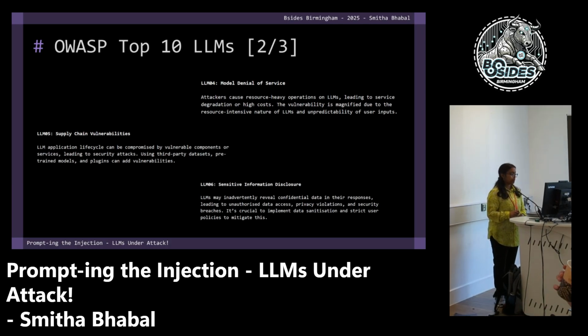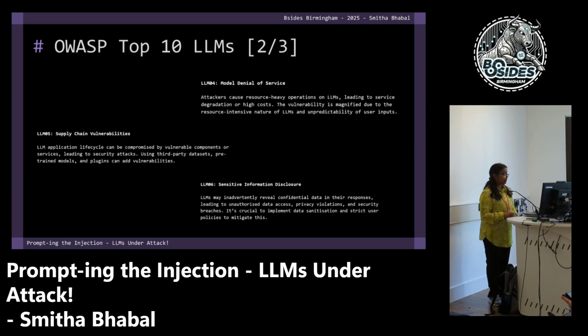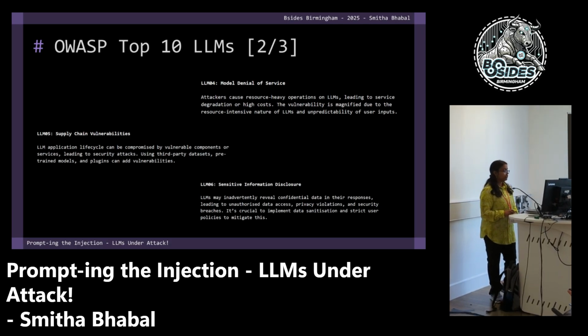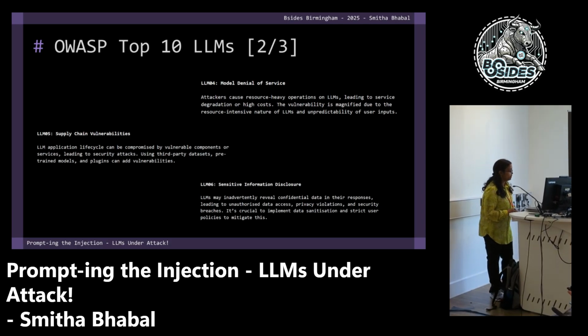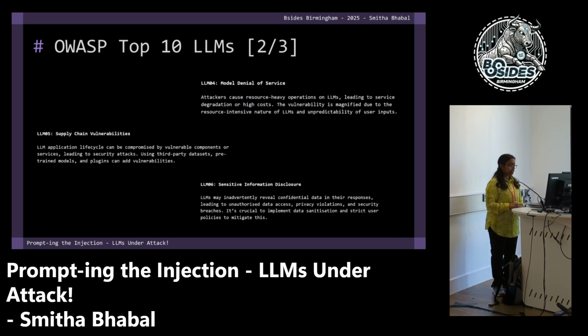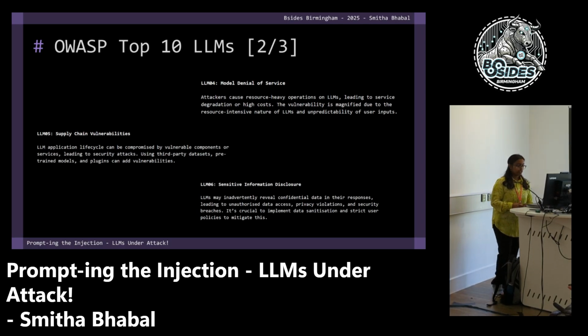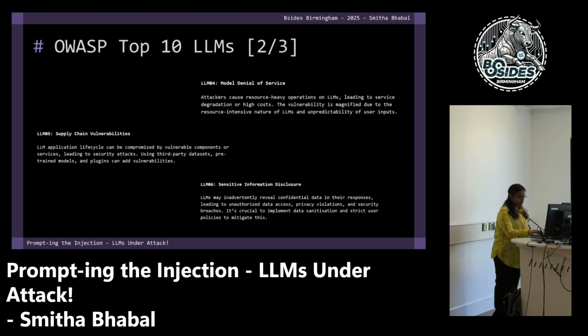LLM05 is supply chain vulnerabilities. These occur when the application lifecycle can be compromised due to vulnerable components or services, which can lead to security attacks through third-party services. LLM06 is sensitive information disclosure. LLMs may reveal confidential information in their responses, leading to unauthorized access and privacy violations.